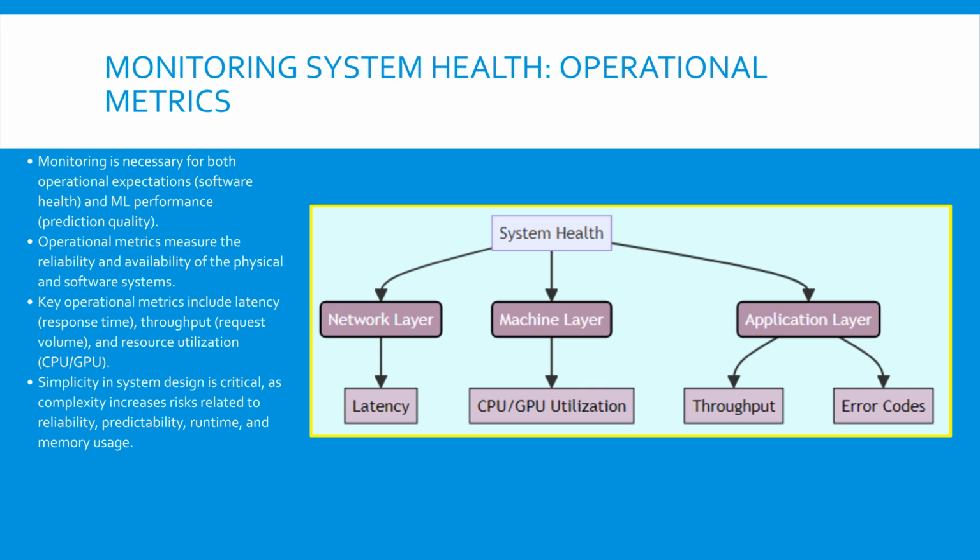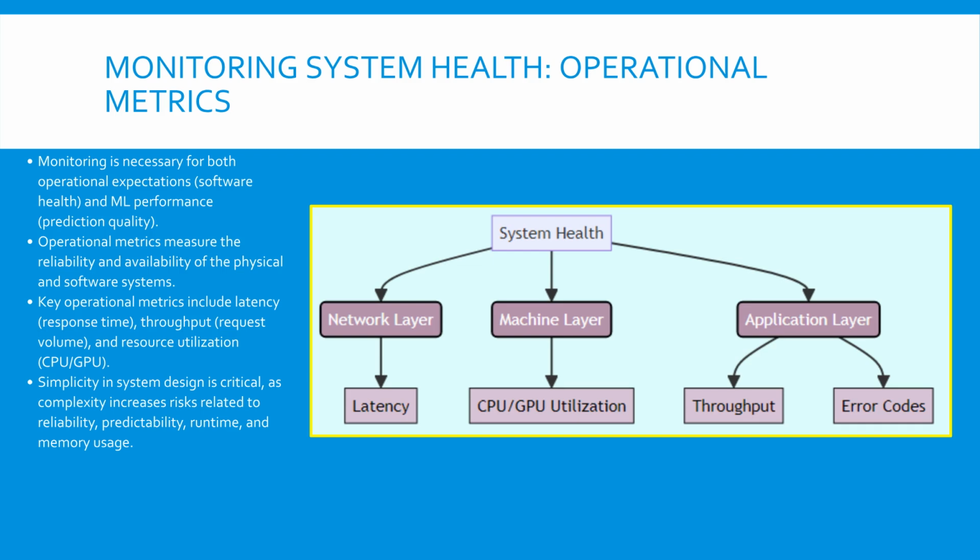This diagram visualizes the 3 general layers of operational monitoring required for maintaining system health in a production environment. System health is broken down into 3 fundamental layers: the network layer, the machine layer, and the application layer. Monitoring the network layer helps detect issues related to data transfer speed, usually quantified by latency.